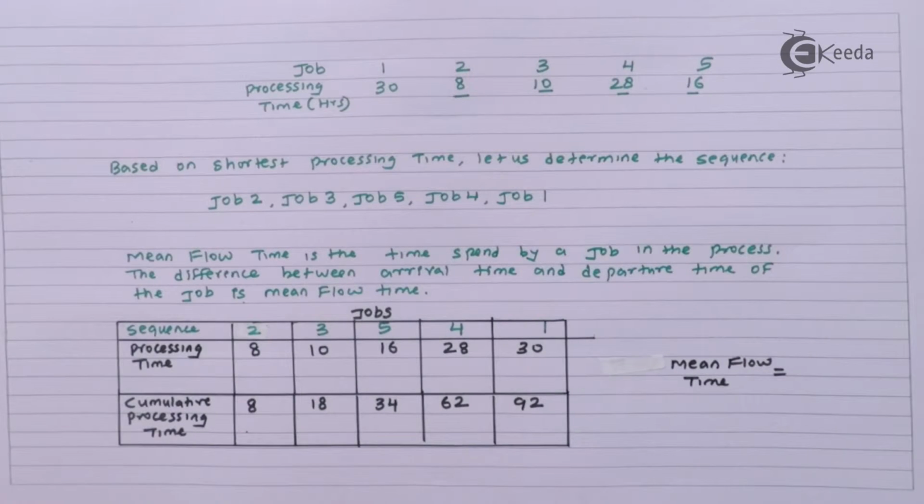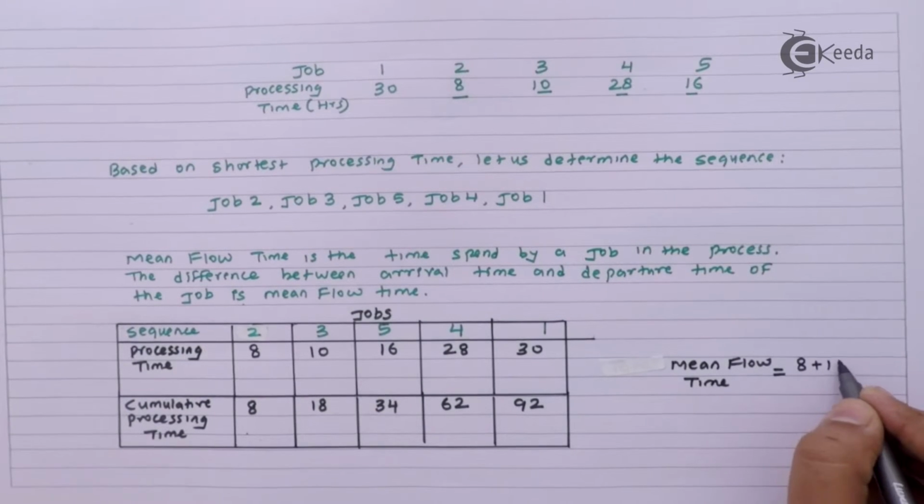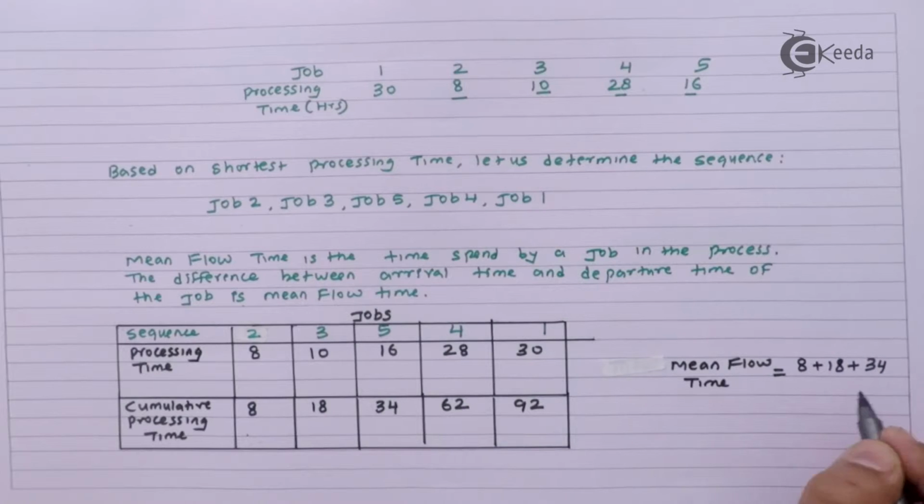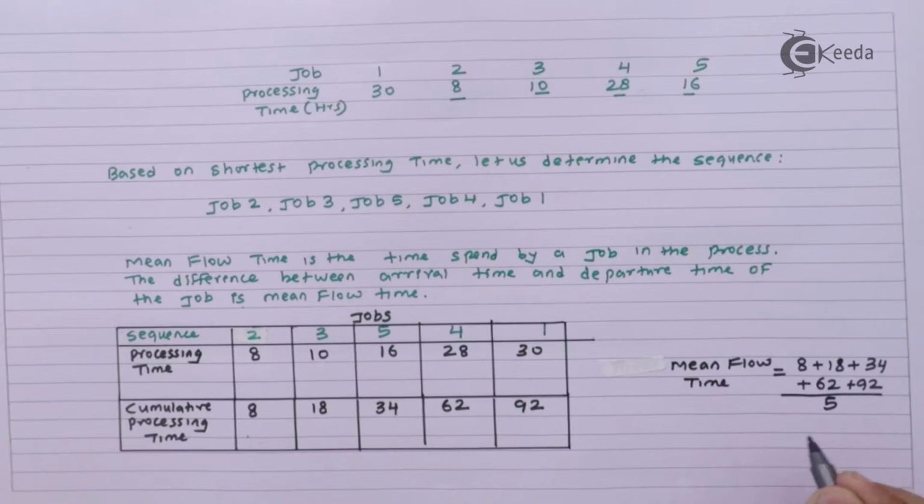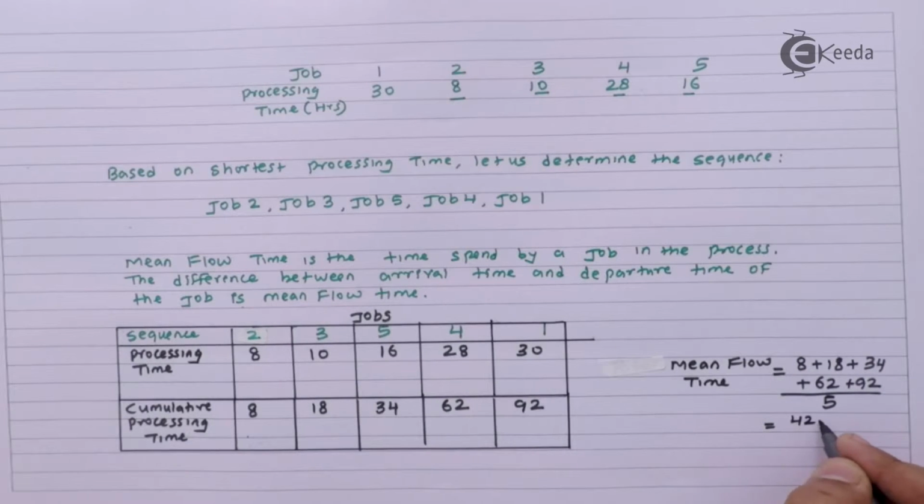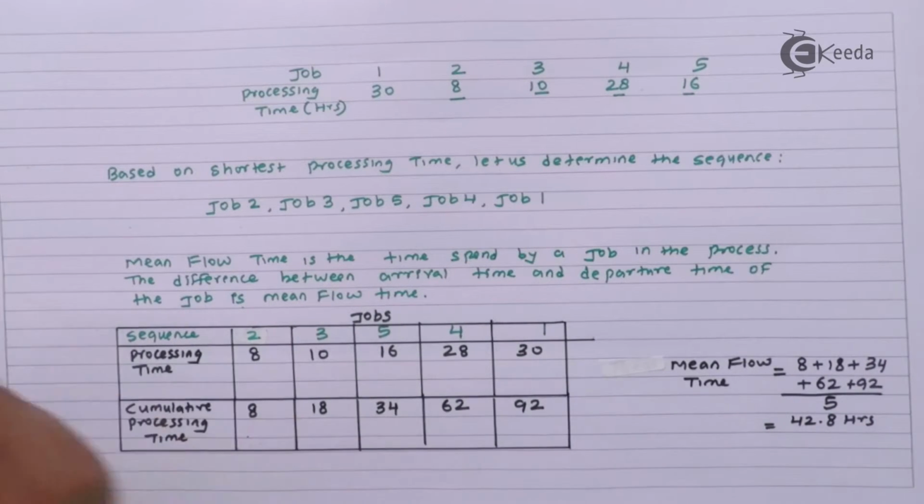My mean flow time will be the total of the cumulative processing time, that is 8 plus 18 plus 34 plus 62 plus 92 divided by the number of jobs, that is 5. So this comes to 42.8 hours. This will be called the simple mean or the normal mean. That is, the average time spent by a job in the whole process is 42.8 hours.